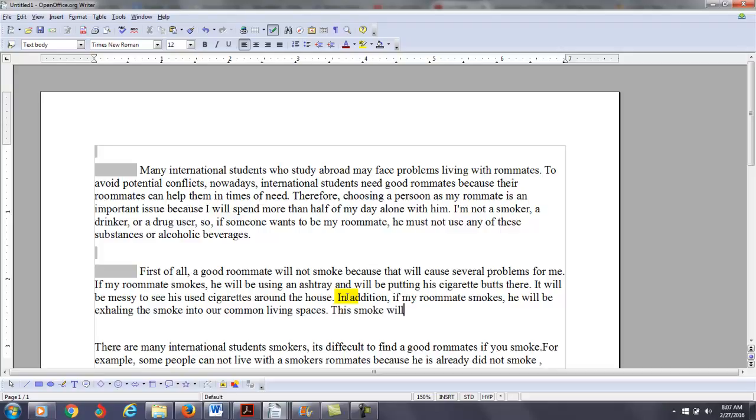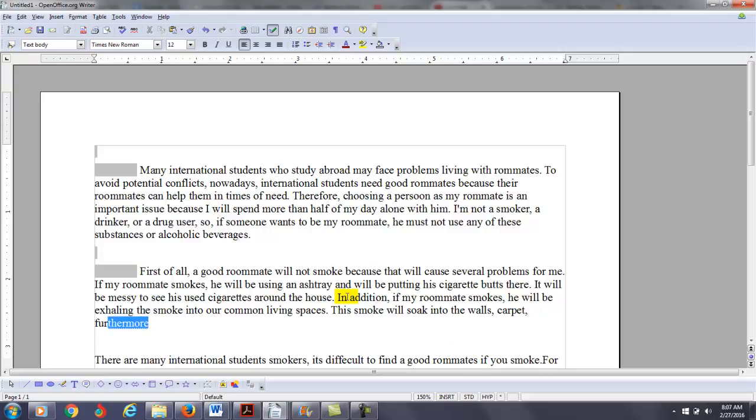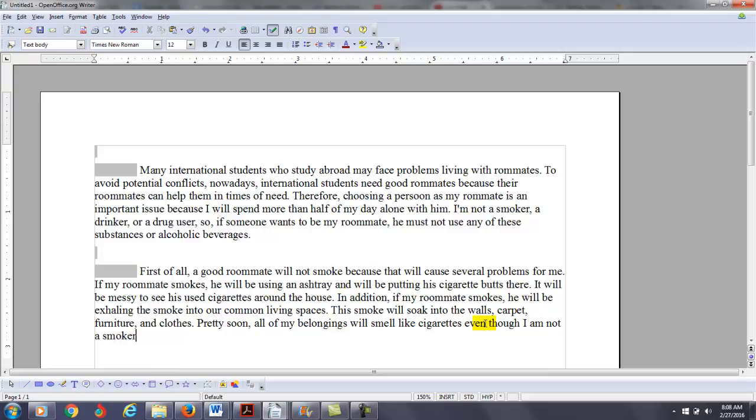This smoke will soak into the walls, carpet, furniture, and clothes. Pretty soon, all of my belongings will smell like, we'll say, cigarettes. So all my belongings will smell like cigarettes, even though I'm not a smoker.